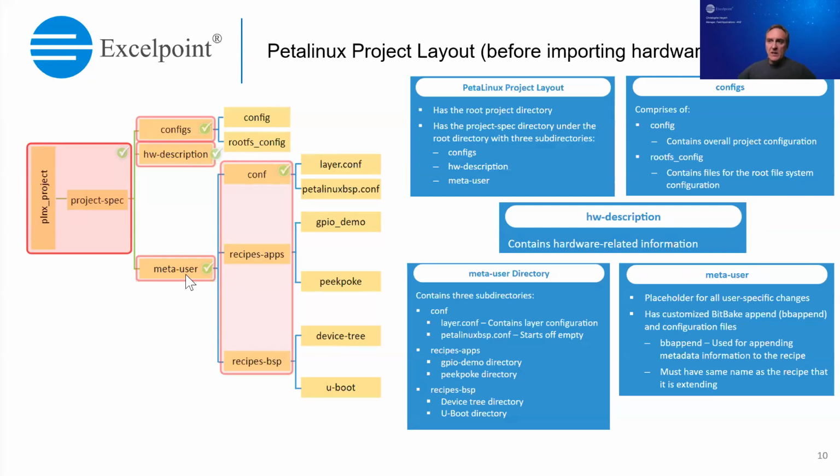The meta user layer is a placeholder for all user-specific changes. So it has the customized bitbake append and configuration files. So a BB append file is used for appending metadata information to a recipe. But one note to make here is that in order for that BB append file to be successfully appended to a recipe, it must have the same name as the recipe that it is extending.